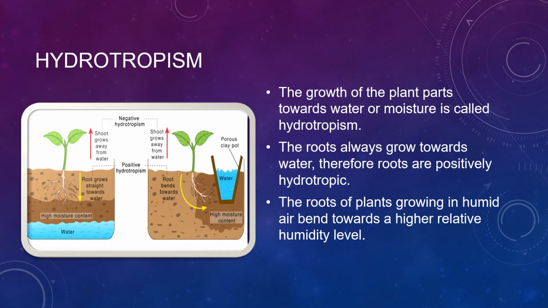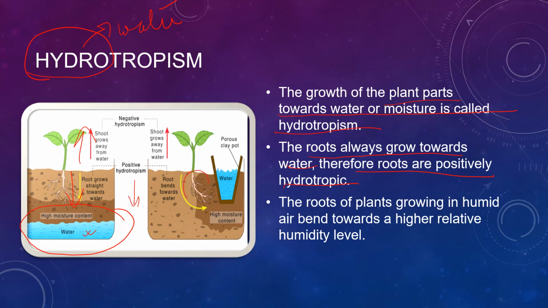So this is hydrotropism. As the name hydro suggests, it is something related to water. The growth of plant parts towards water or moisture is called hydrotropism. The root always grows towards water, therefore it is positively hydrotropic. If you see, there is a layer of water down under the earth, so we can say that high moisture content is there. So the root is always growing towards the water, and the shoot is always growing away from the water. So the shoot is negatively hydrotropic and the root is always positively hydrotropic.